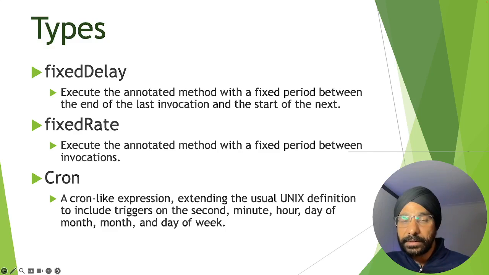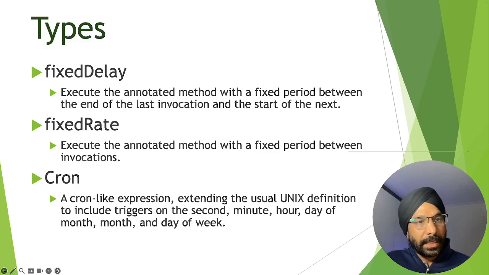There are three types in Spring Framework. Fixed delay means execute the annotated method with a fixed period between the end of the last invocation and the start of the next one. Then you have fixed rate. It executes the annotated method with a fixed period between invocations. And last but not least, you have cron. A cron-like expression is basically extending the usual Unix definition to include triggers on the second, minute, hour, day of month, and day of week.